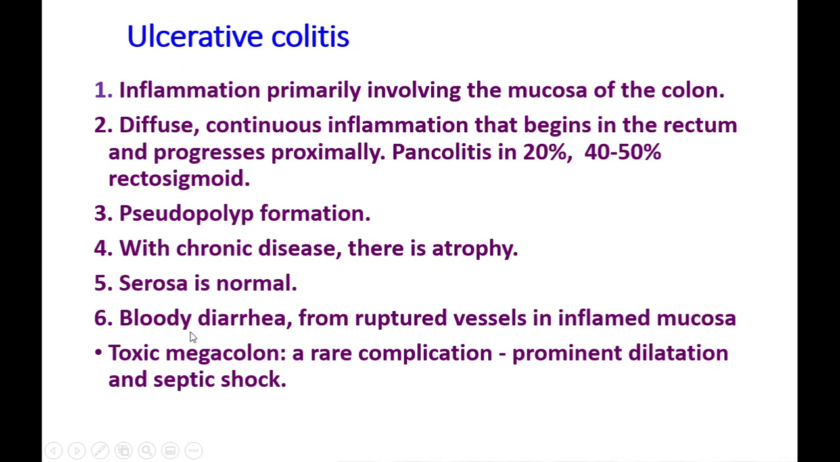Bloody diarrhea or fresh blood in the stool is a feature of ulcerative colitis, related to rupture of blood vessels in the inflamed mucosa and submucosa. And toxic megacolon is a complication of ulcerative colitis. This is related to the destruction of the neural plexus within the wall of the colon and resultant dilatation, and can be complicated by severe dilatation, rupture, and even septic shock.